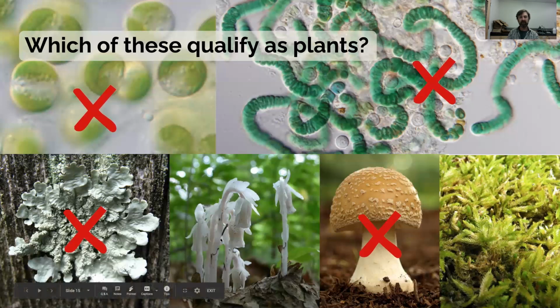And then just one more that I like to throw in here to throw people off. This is called the ghost pipe. This is a plant you can find around here. This is a flowering plant. These are its flowers hanging down. It is white because it has lost the ability to do photosynthesis.